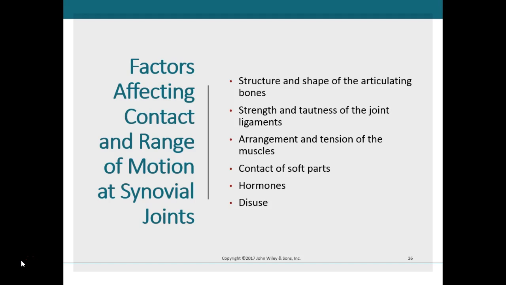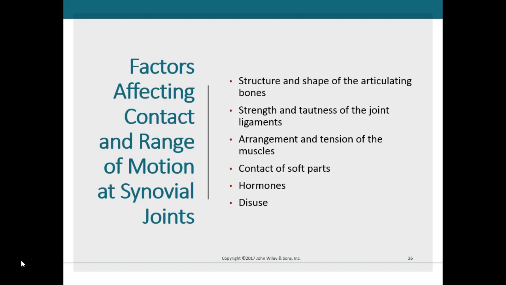Okay, so the contact of the soft parts. The point at which one body surface contacts another may limit mobility. For example, if you bend your arm at the elbow, it can't move farther than the anterior surface of the forearm where it meets and presses against the biceps brachii. Soft parts are going to constrict your movement as well. You can't move beyond another body structure.